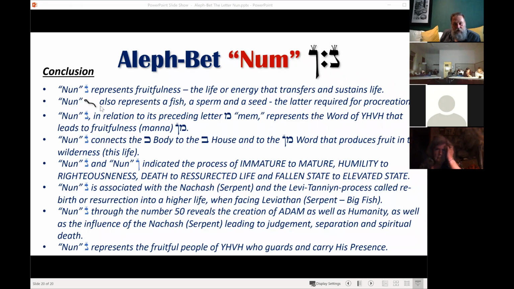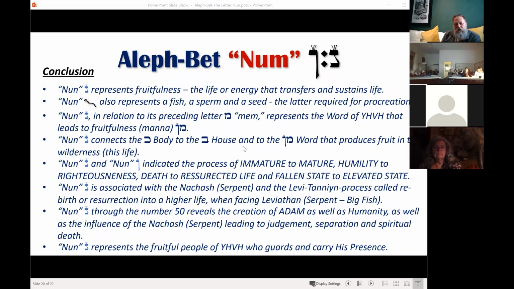We had the pictograph of Nun, which is a sperm, a seed, a serpent. It's also linked to plants, which is a seed, and it's all connected to life. Nun is in relation to Mem, sustaining life that leads to fruitfulness, also linked to Shavuot, which is the fruit of the Spirit, or the result of the Spirit that's in your life working.